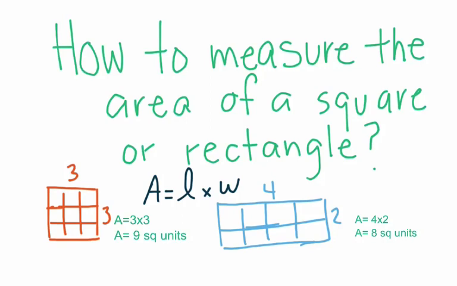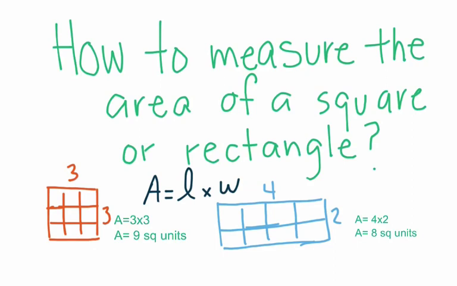Today we're going to be learning how to measure the area of a square or a rectangle. I want you to really focus on the measurements on the sides of a square or rectangle. We have a measurement right here and right here for the square. Since it's a square, all sides measure the same thing. So this one is a 3 by 3 square.